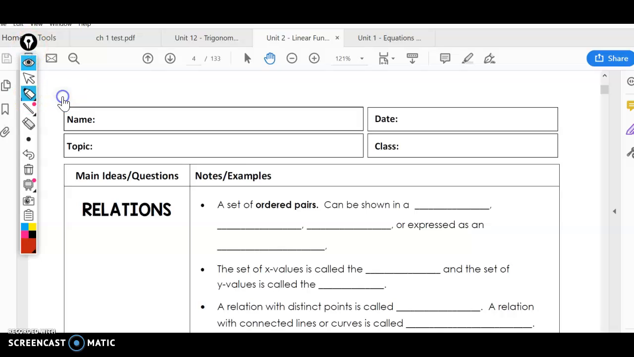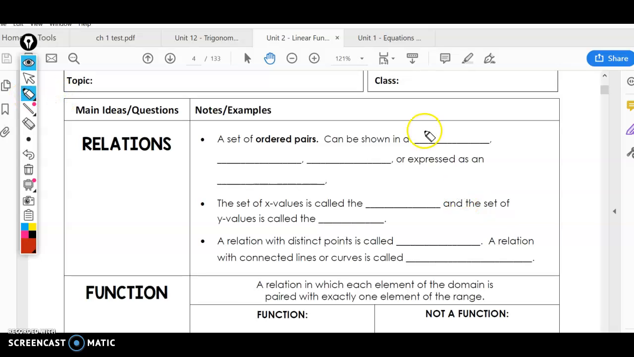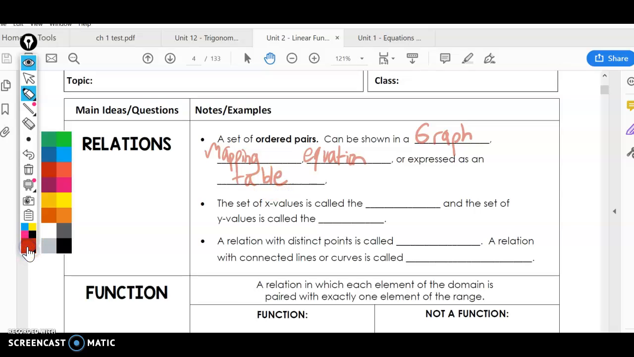Today's video is on relations, functions, all that good stuff. So a relation can be written as a graph. It could be written as a mapping. It could be written as an equation, or it could be written as a table. I think the one that you're not too familiar with is a mapping.